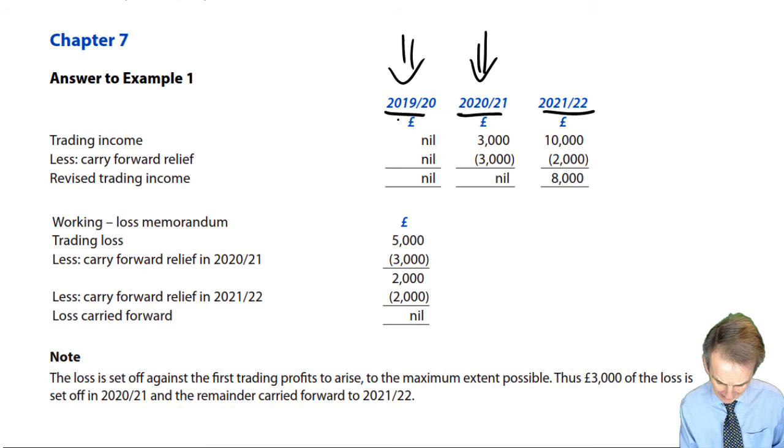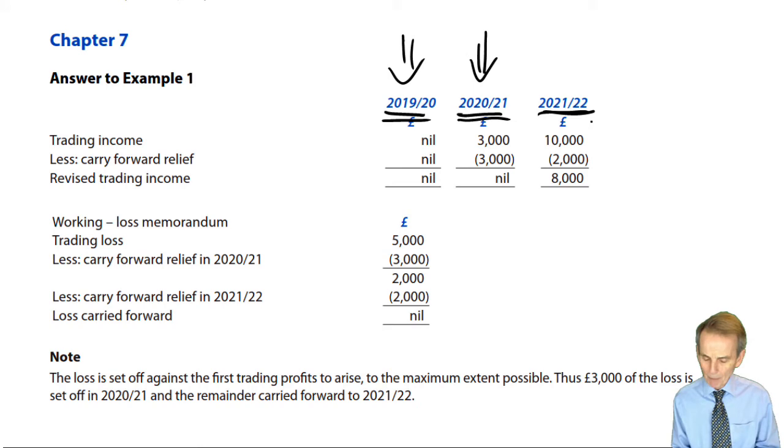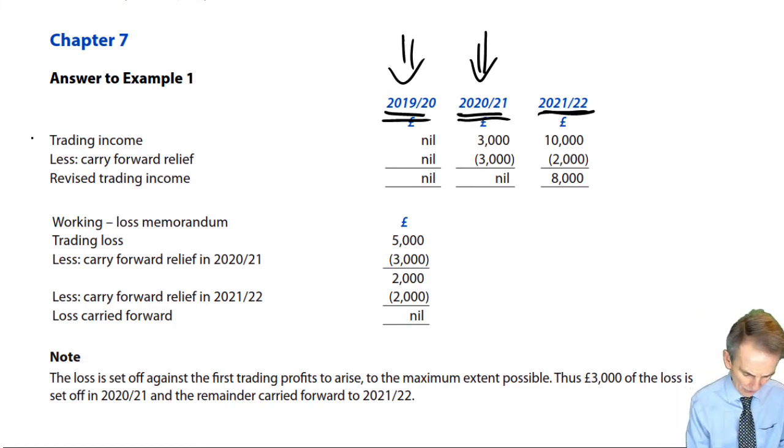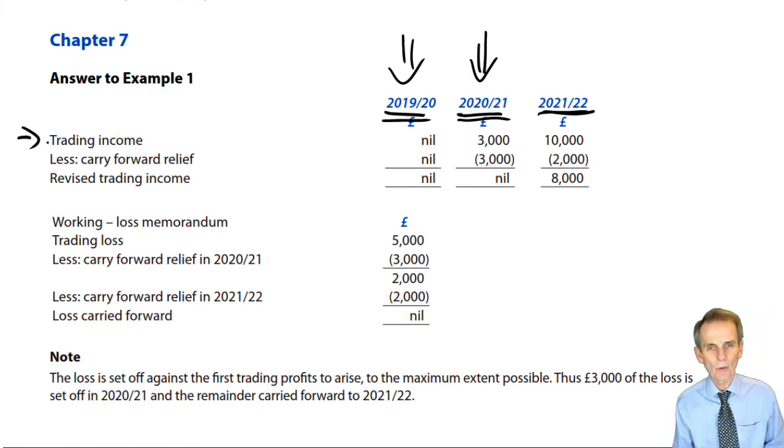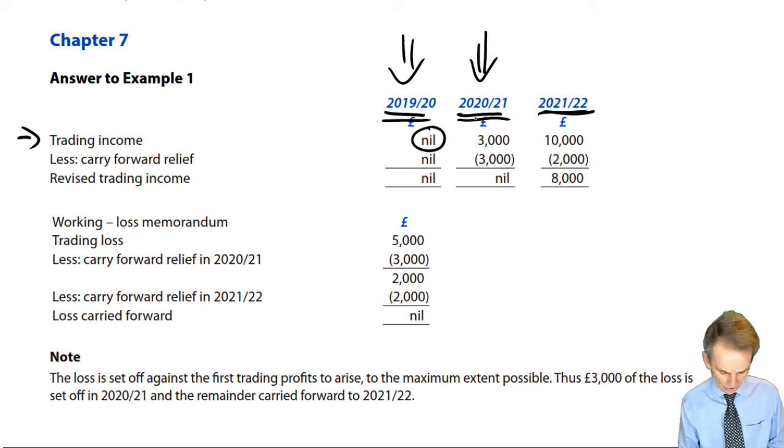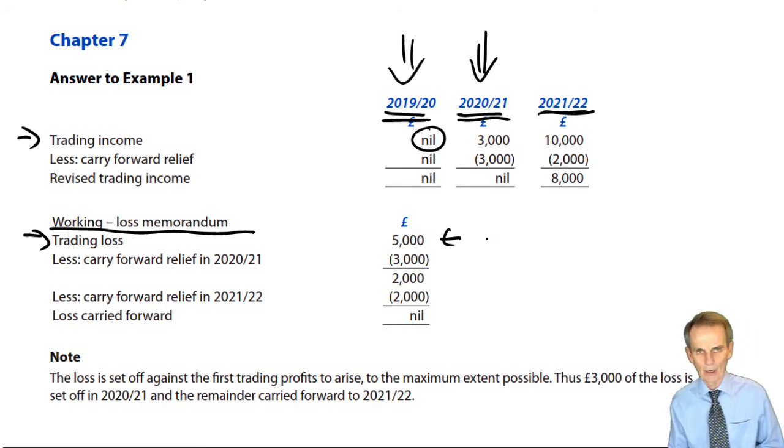We're going to have, yet again, as we've seen here, columns for each tax year relevant. Typically, it's 3: current tax year, preceding tax year, and then the future, the next tax year. We will establish a trading income figure to go into each of these tax years, knowing, of course, that where there is a loss, it is a nil assessment. Whatever the loss is then goes into a working entitled the loss memorandum, and we record that trading loss figure. And we'll then identify the possible uses of that.